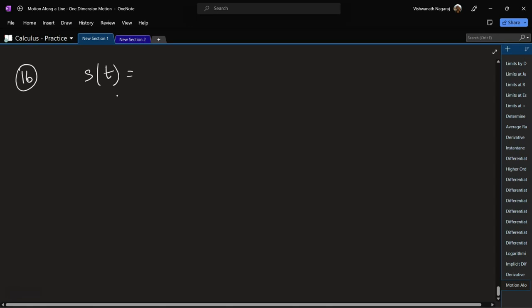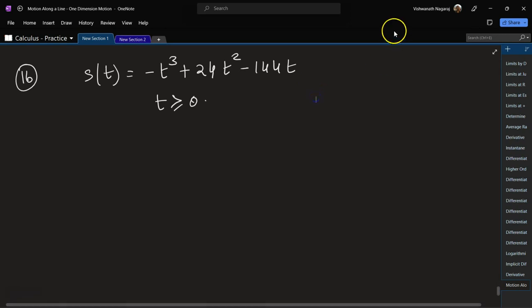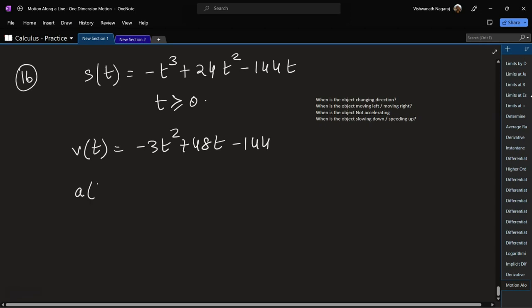S of t is given as minus t cube plus 24t square minus 144t. T is again greater than or equal to 0. And what we are interested in figuring out is this. Okay. So now we know V of t equal to minus 3t square plus 48t minus 144. A of t is equal to minus 6t plus 48.